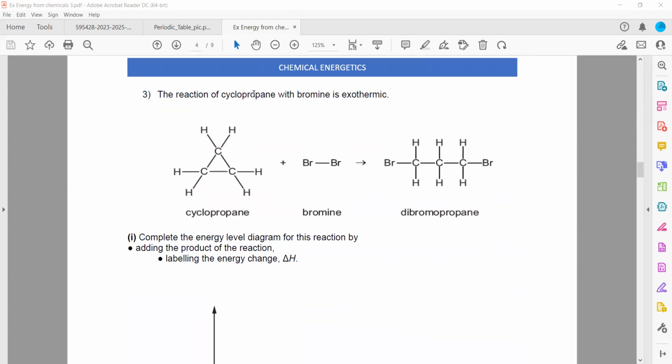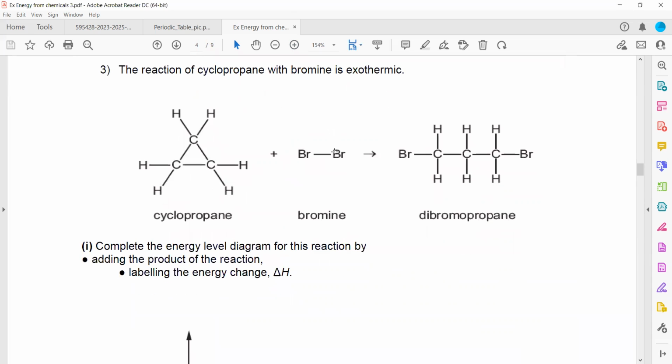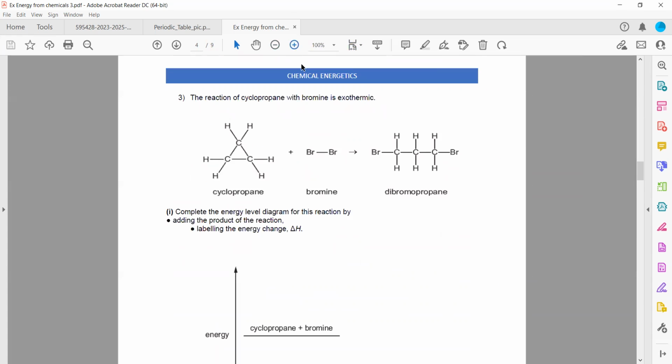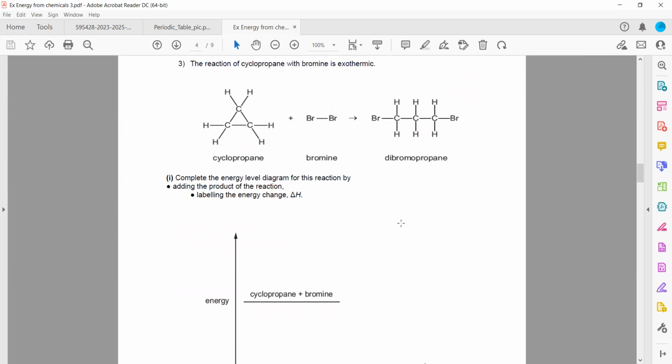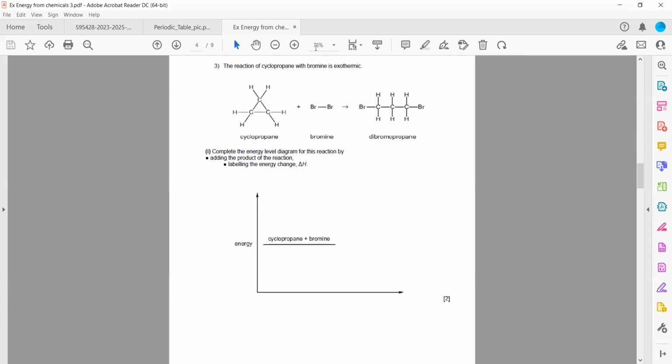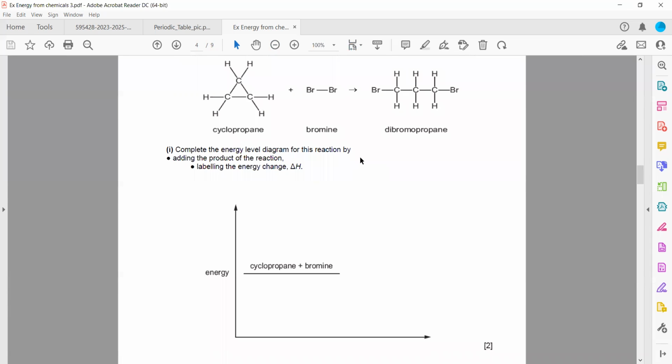Another question, the reaction of cyclopropane with bromine is exothermic. Exothermic reaction means reactants have high energy and the product has low energy. So cyclopropane reacts with bromine to give dibromopropane. We have to complete the energy diagram by adding the product and the label for energy change. They already mentioned that this reaction is exothermic. Cyclopropane and bromine are the reactants. So what will be the product here? The product is dibromopropane.